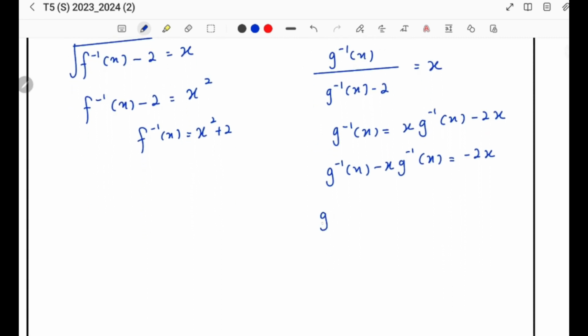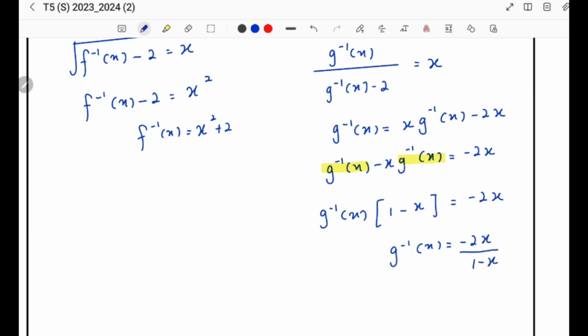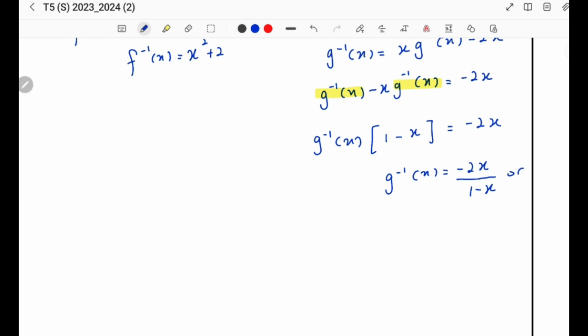Then we need to factor out g inverse, 1 minus x. Since we have these two here, g inverse, factor. Then g inverse equals negative 2x over 1 minus x. Or you might get 2x over x minus 1. This is the same thing.